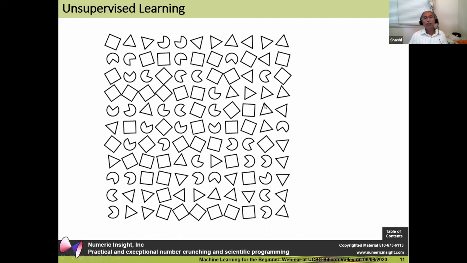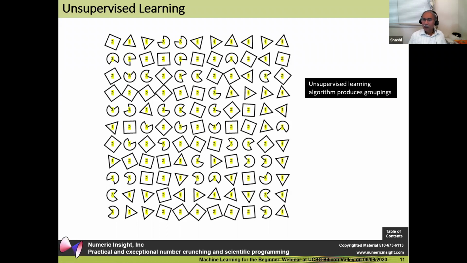You have a whole bunch of data, no class labels, okay. But you want your machine learning algorithm to work on this and come up with this sort of labeling, okay. You will notice here that it has labeled all the triangles with ones, all the squares with twos, and all the pizzas with threes, okay. It has done it automatically.